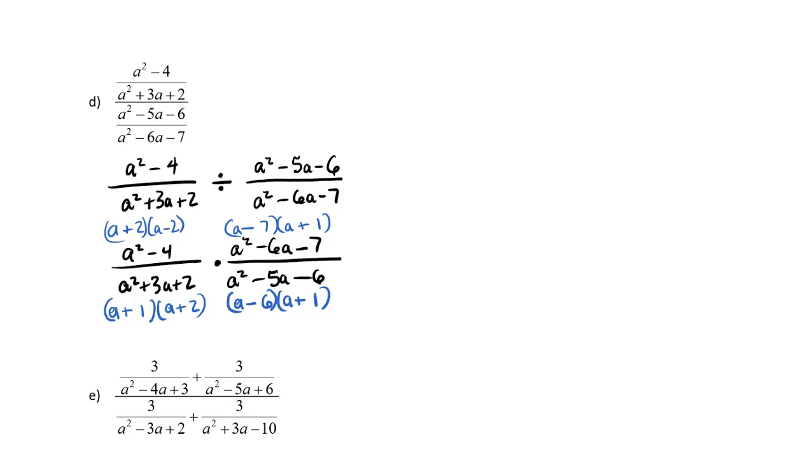And now I can just reduce, just like we were doing previously. I'm looking for an a plus 2 to reduce, and there is one. I'm looking for an a minus 2, and I don't see one. I'm looking for an a minus 7, and I don't see one of those. I'm looking for an a plus 1, and one of those does reduce. So now my final answer for this is a minus 2 times a minus 7 all over a minus 6 times a plus 1. And we're done.